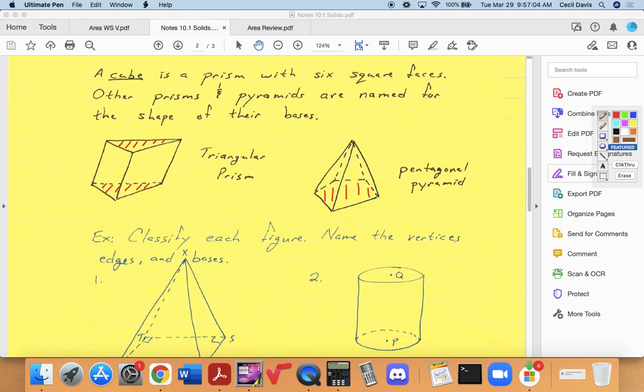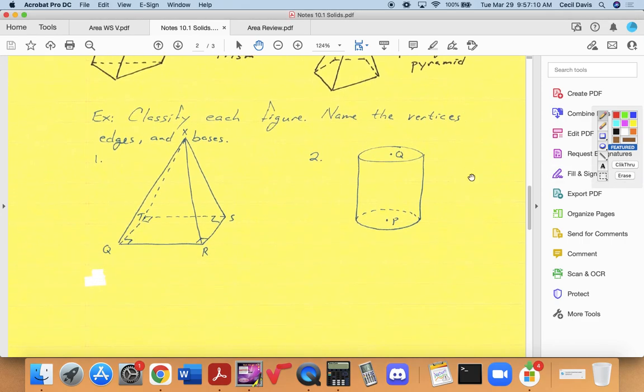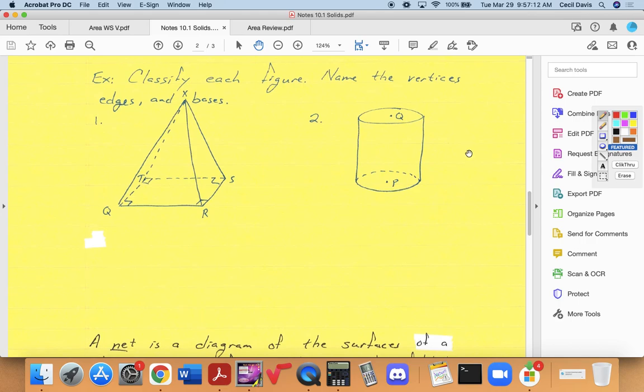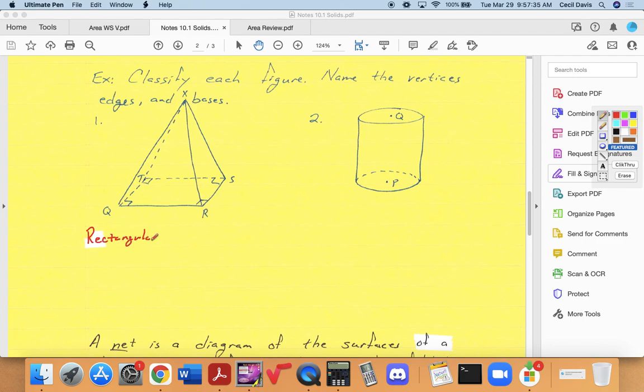So one of the things that you'll be asked to do on your homework tonight will be to classify figures. So this one says classify each figure. Name the vertices, edges, and bases. All right, so for this first one, what kind of a base does this have? And be careful, a rectangle. So this is a rectangular pyramid. It might be a square, but we don't know that for certain.